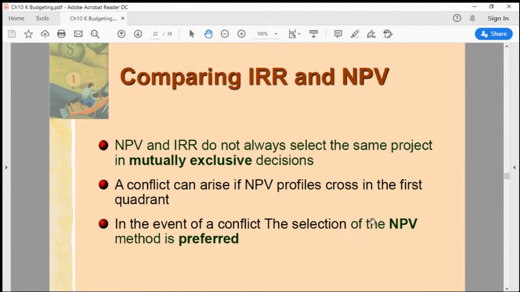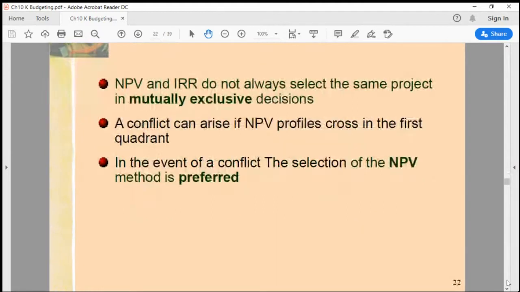And that's usually where you would find the internal rate of return and cost of capital, the usual range of those to be found. NPV would normally be located in the first quadrant. And in the event of a conflict, of course, the NPV method is preferred.